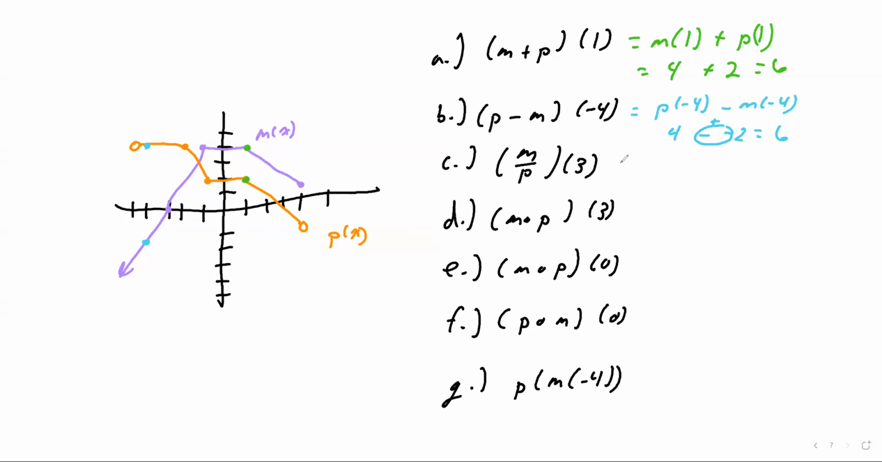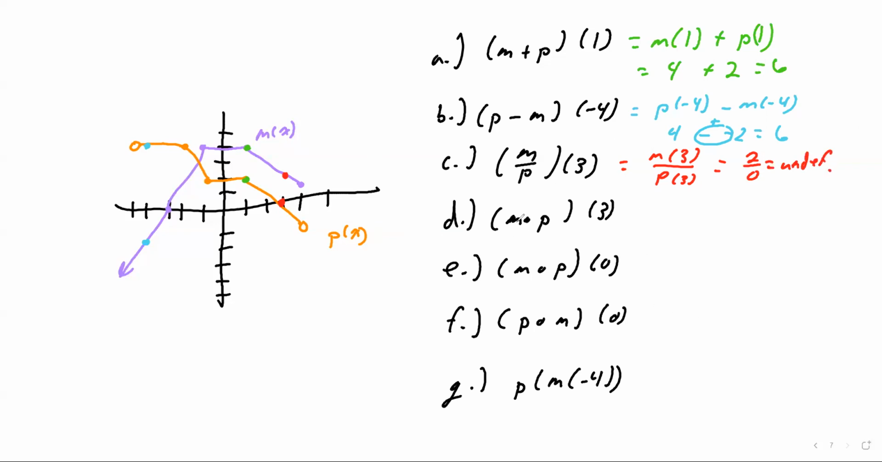And then again, do this. This is m of 3 divided by p of 3. Go to 3, which is right here. Go to the m, which is about right here, and it looks like 2. Let me verify. It is 2. And then p of 3, well, here's p. And it looks like, it's supposed to be right here on the dot. So let's say that's 0. Can't divide by 0, so that means this is undefined.